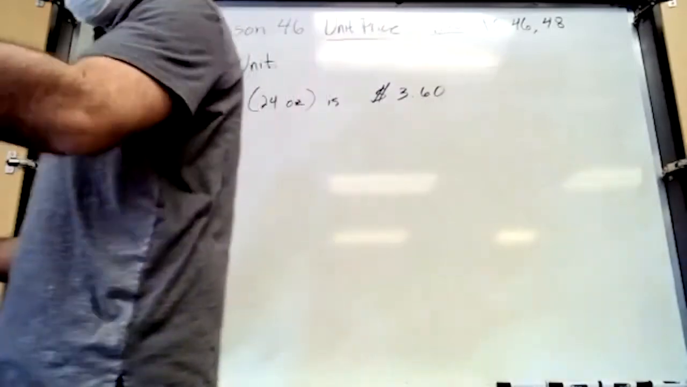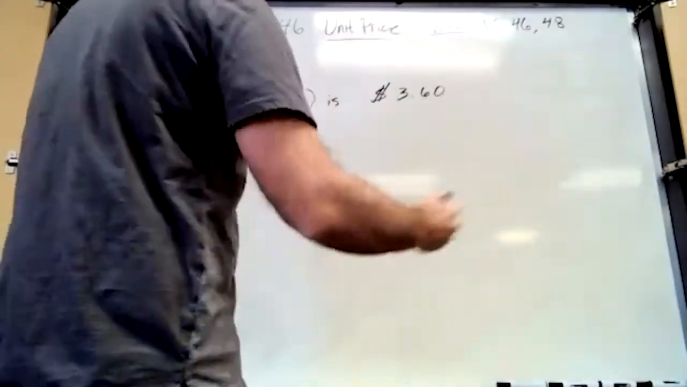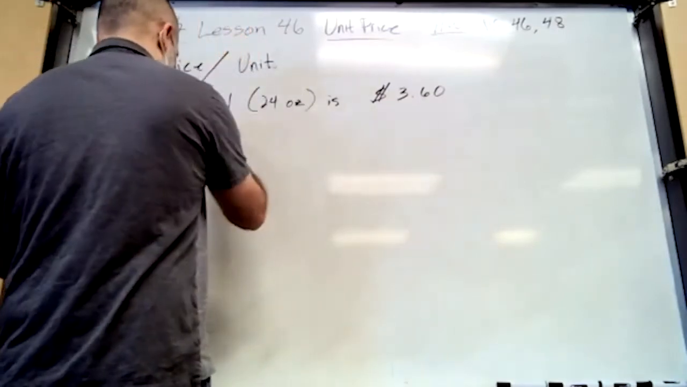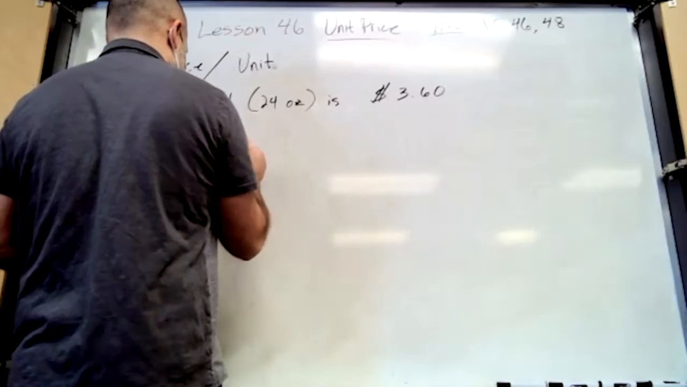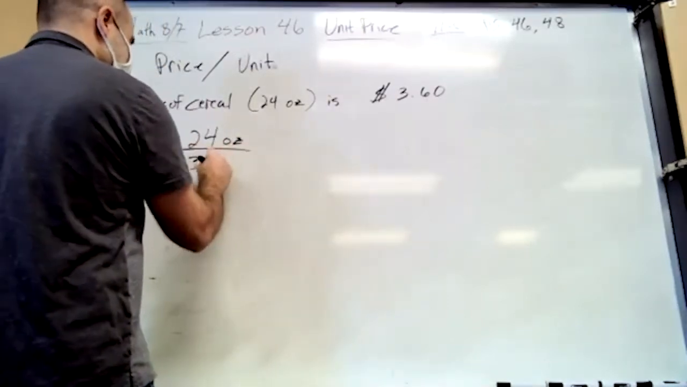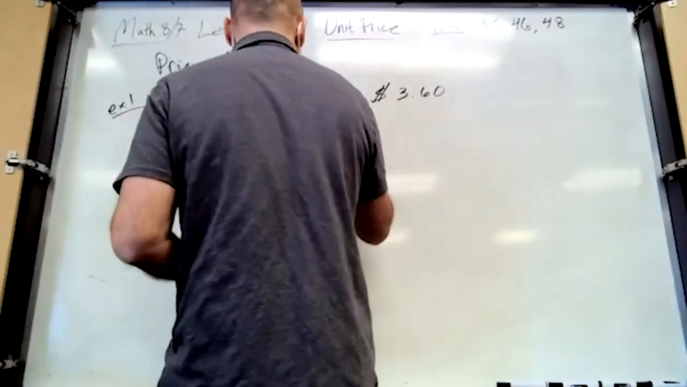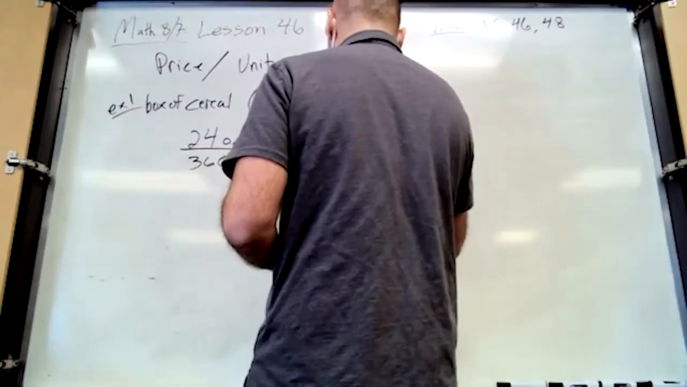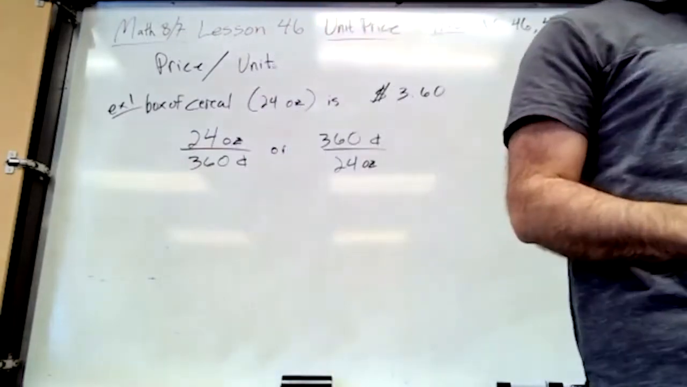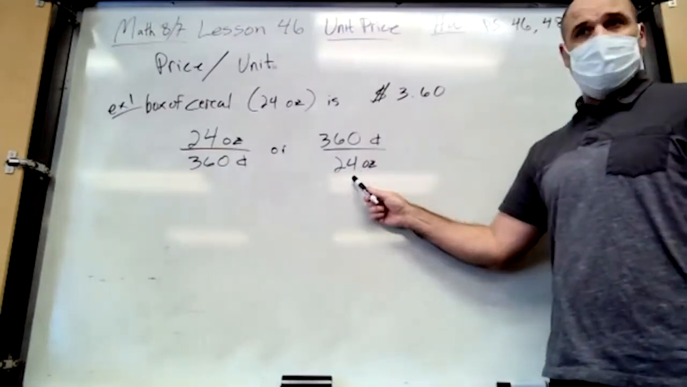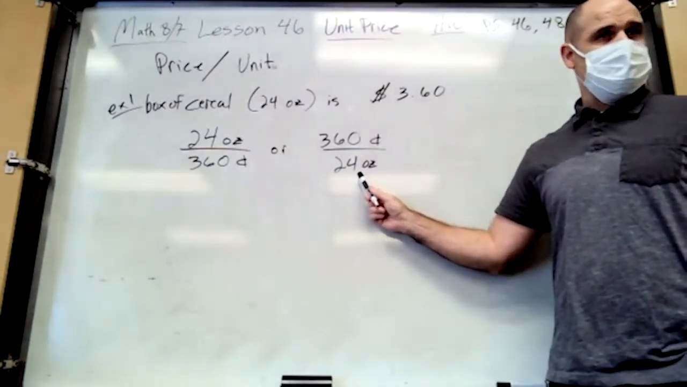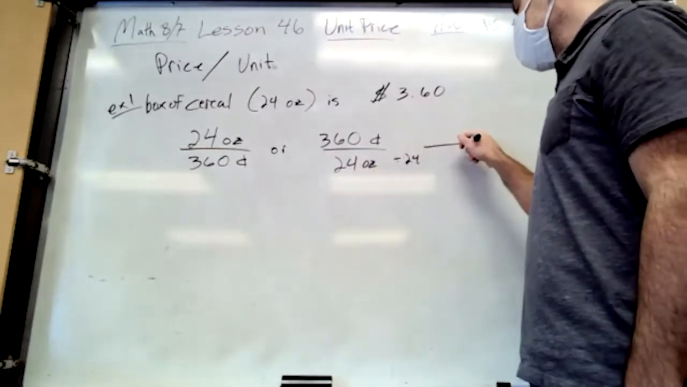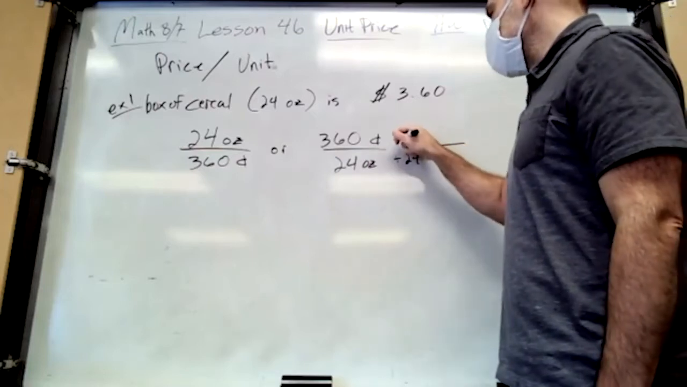If you get confused on what to do, you can always just write it out. So this is 24 ounces over 360 cents, or 360 cents over 24 ounces. Now basically we have to make this into a 1. We want to go per ounce, right? So what do we have to divide this by? 24 to get 1 ounce. So this is divided by 24.